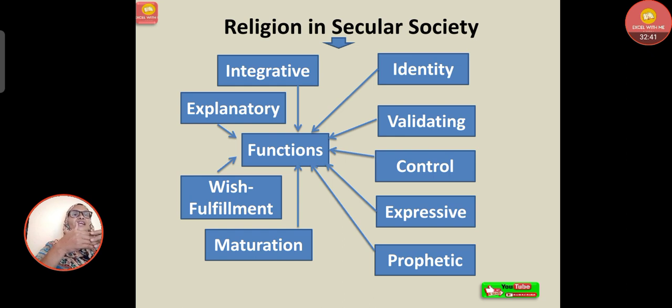Then prophetic function, that is expressed in protest against established conditions. Then maturation function providing recognition to critical turns in an individual's life history through rites de passage. Lastly, wishful fulfillment function, that is covering both latent and manifest wishes.